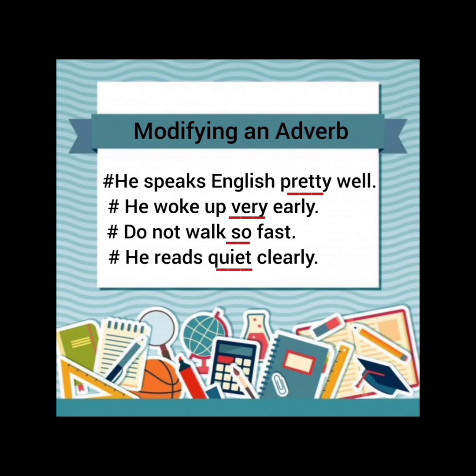He woke up very early. If you look at the sentence, he is the subject, woke up is your verb. Early is an adverb, but very is used to modify this early to some more extent. So here an adverb modifies another adverb. Very is an adverb and it is modifying another adverb, that is early.